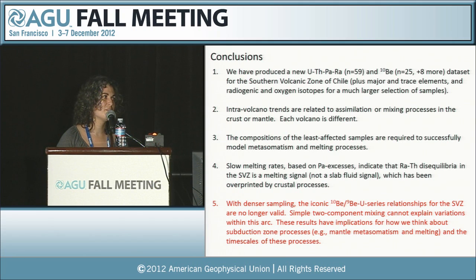So this leads us to the last conclusion that with denser sampling and also new analytical techniques, the iconic relationship that's been used to describe beryllium-10/beryllium-9 versus U-series relationships for the southern volcanic zone doesn't seem to be valid anymore. So we can't really use two-component mixing to explain the whole arc, and each volcano needs to be evaluated on its own.